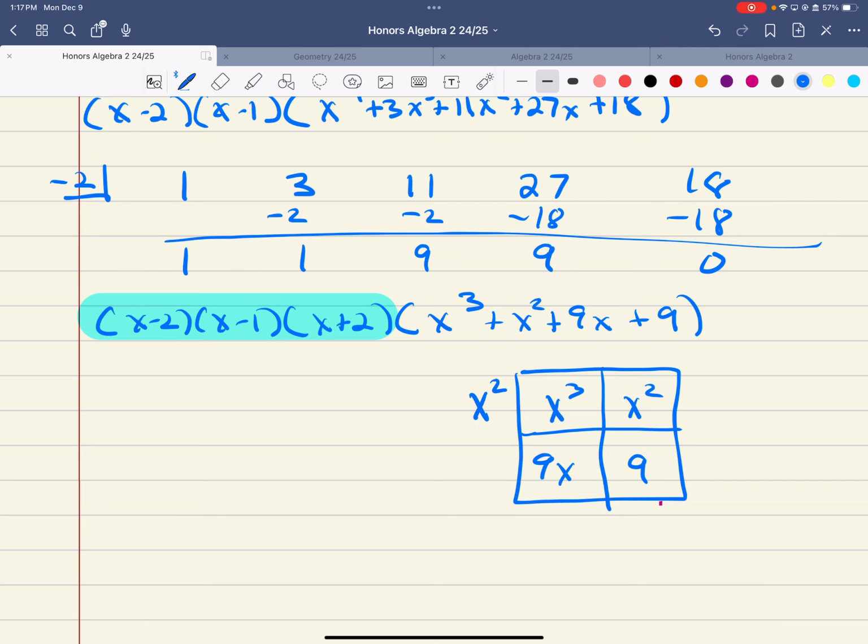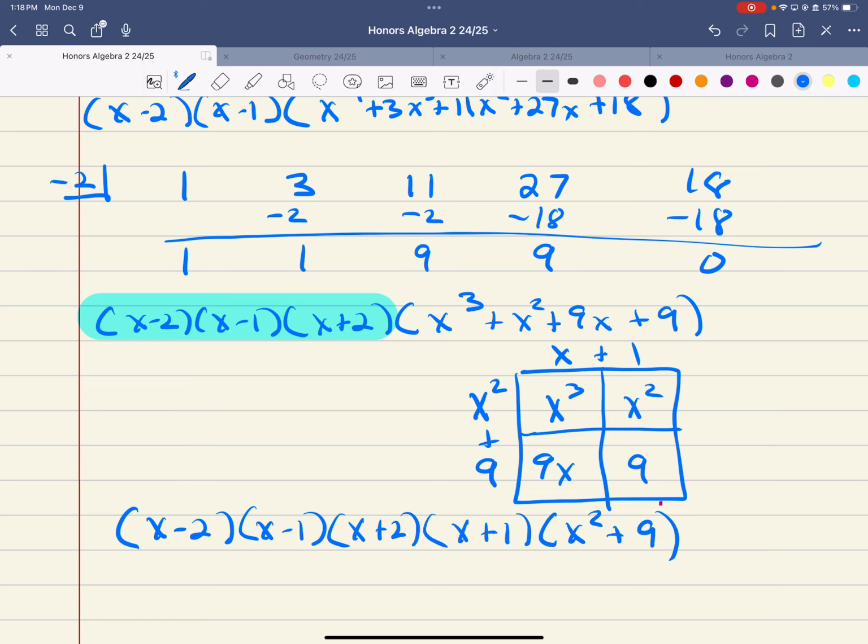If the box method works, the synthetic division works too. Yep. So that's x squared. That's 9. That's x. And that's 1. Yep. It works. That works, right? Holy cow. So the factors of this: x minus 2 times x minus 1 times x plus 2 times x plus 1 times x squared plus 9.